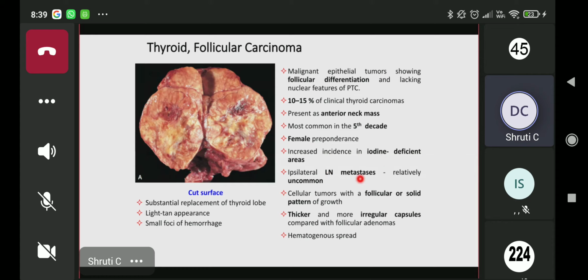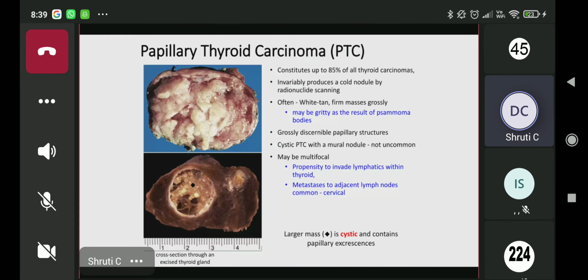Lymph node metastasis is relatively uncommon, and it is more commonly seen in the papillary type of thyroid carcinoma. Coming to papillary thyroid carcinoma, it goes by the name papillary. In this picture, you can see there are papillary excrescences in the gross picture, and often it is white and firm masses.